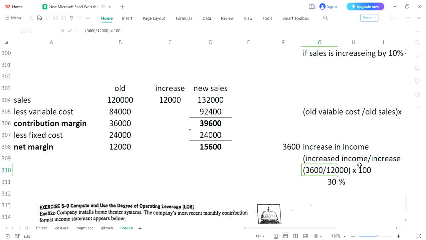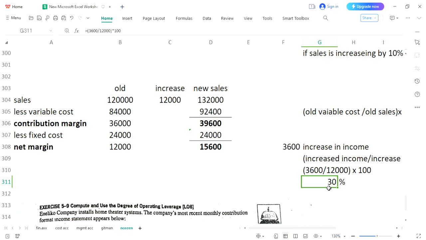Increased income divided by increased sales and multiplied with 100. So here was the increased sale, here was the increased income. You have divided and multiplied by 100. So finally we have got the answer 30%. It means we have proved it. Our degree of operating leverage can be used to predict our new profit.